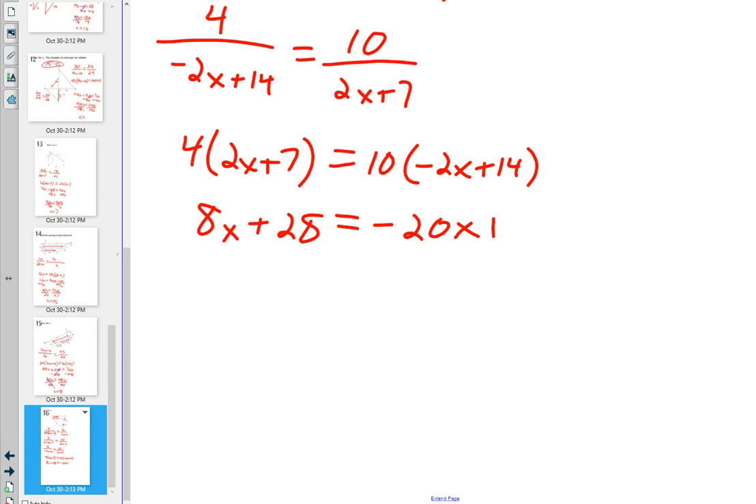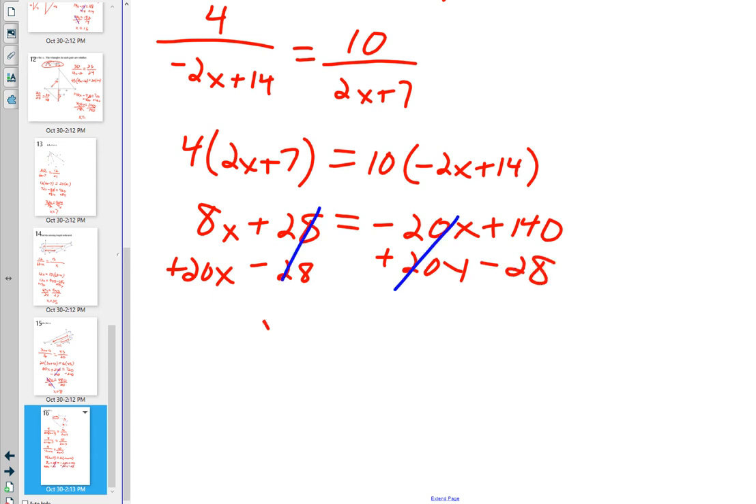Negative 20x plus 140. So plus 20x, plus 20x, minus 28, minus 28. 28x is equal to 112, divided by 28. I think that's 4.